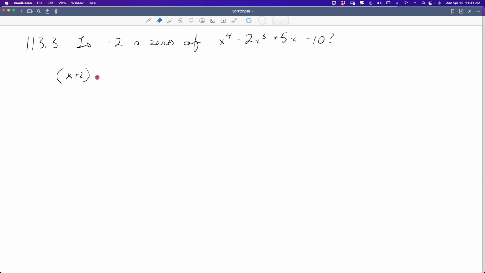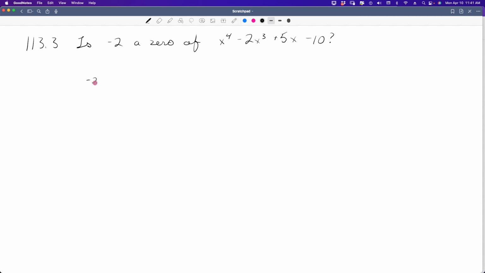Let me write it up here for us. So this example problem is asking, is -2 a 0 of x to the 4th minus 2x^3 plus 5x minus 10? That means, is x plus 2 a factor? Let's find out if it's a factor.